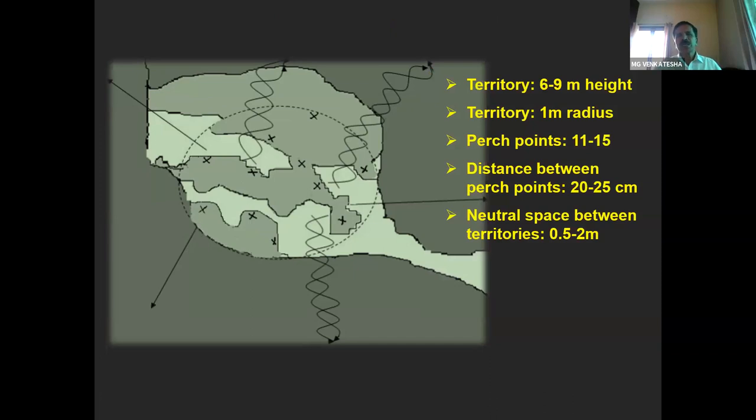So this is the territory, and a height of about 6 to 9 meters is very important. They form a 1 meter radius territory. The perch points will be there, 11 to 15 points here in the canopy. And then there will be a neutral space, and then they attract the female and they go for copulation. Next slide, please.